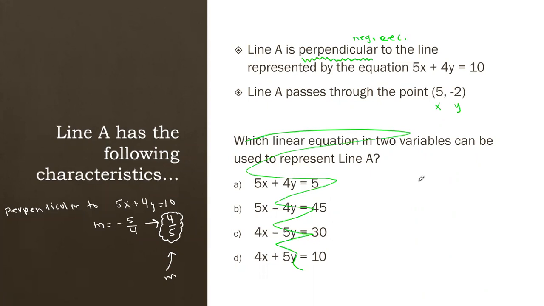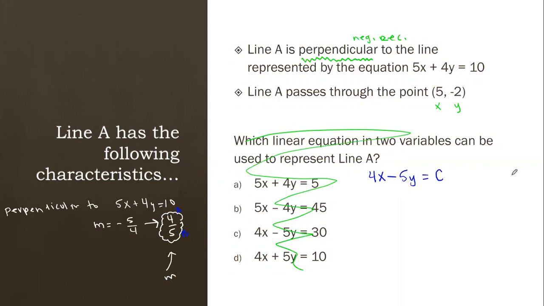So I know my new equation has to have a slope of positive 4/5. Well, all the answer choices are in standard form, so I know it has to be ax plus by equals c. Remember, the numerator is the a, the denominator is the b. So I know it's going to say 4x something 5y equals c. Perfect. It's going to be a minus sign because it's a positive 4/5 slope.